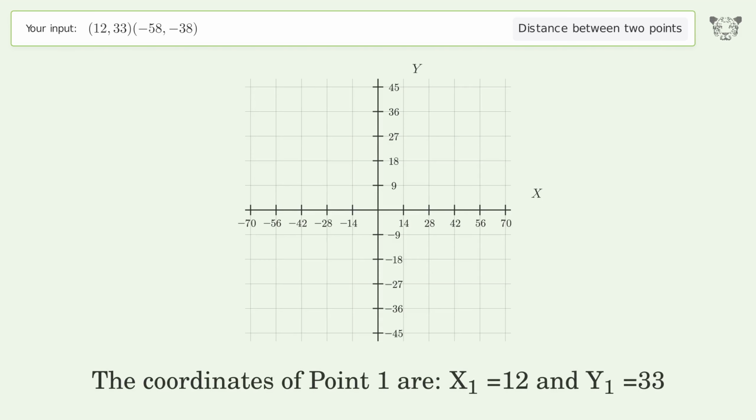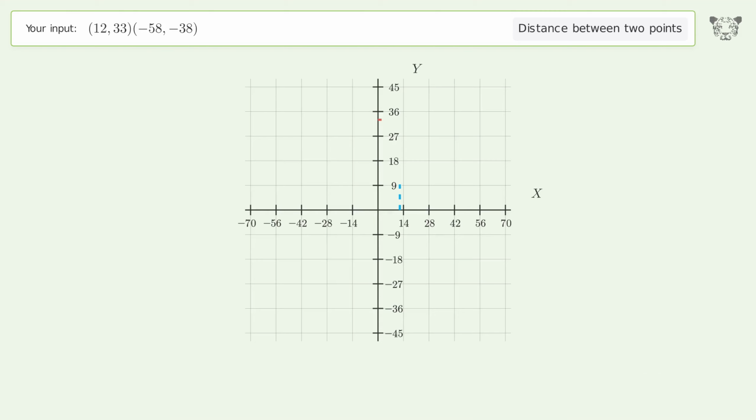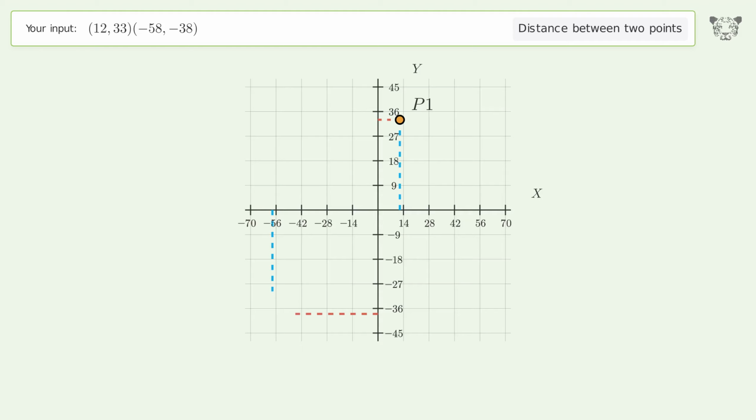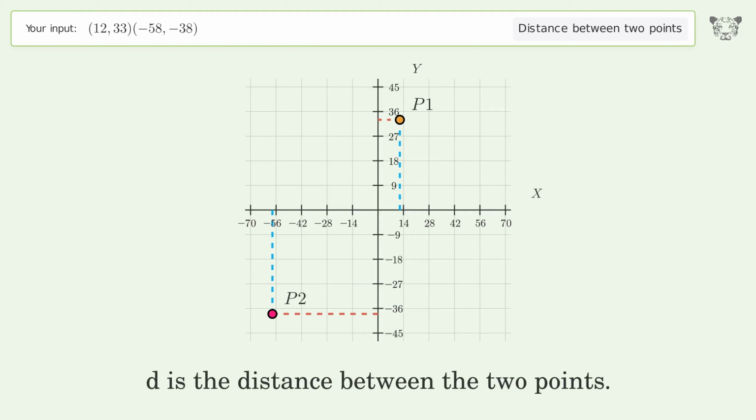The coordinates of point 1 are x1 equals 12 and y1 equals 33. The coordinates of point 2 are x2 equals negative 58 and y2 equals negative 38. D is the distance between the 2 points.